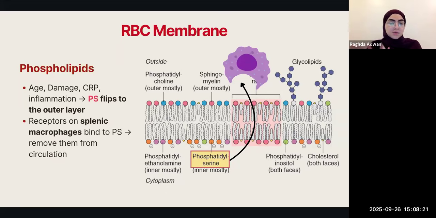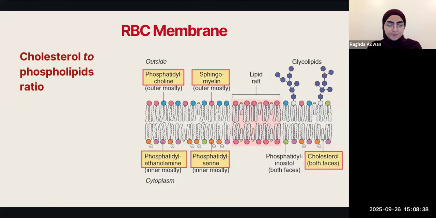So this can happen as the normal aging process of the red blood cell, or it can happen when there is damage or inflammation or infection. CRP is C-reactive protein, which is a marker of inflammation. So when anything is going wrong, it can result in red blood cells dying prematurely, or in the normal aging process. Now, we've covered cholesterol, we've covered phospholipids.